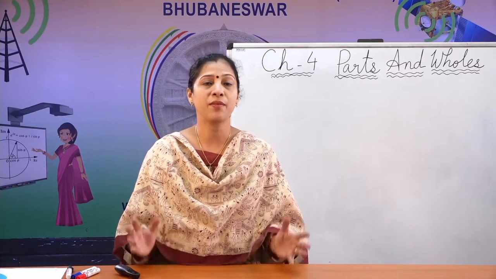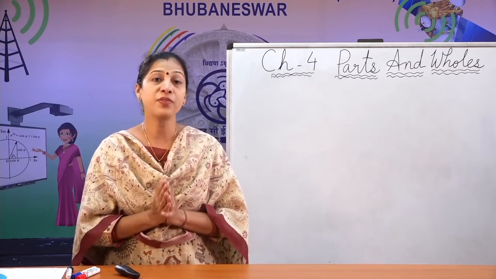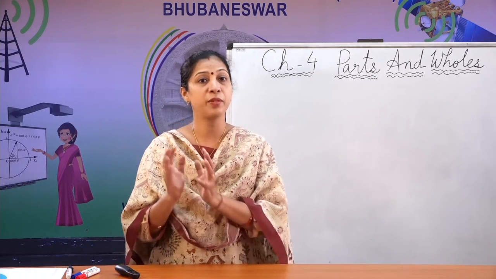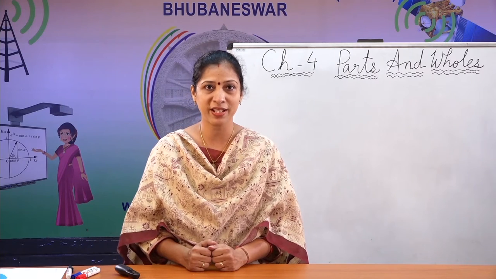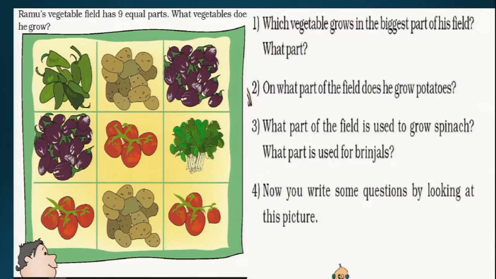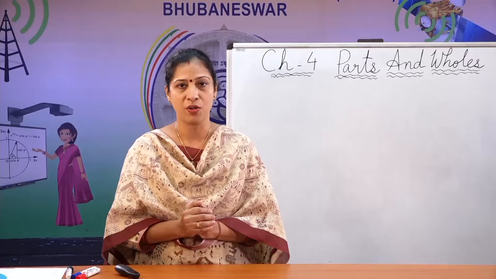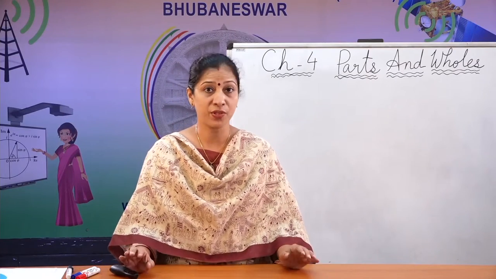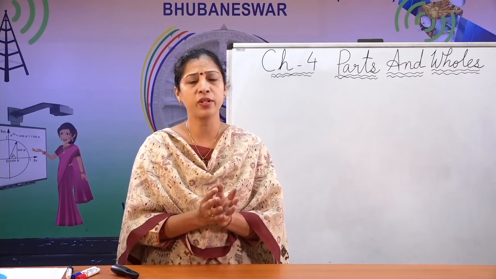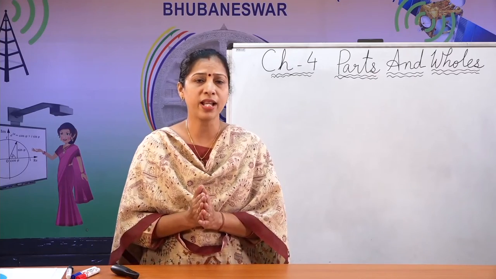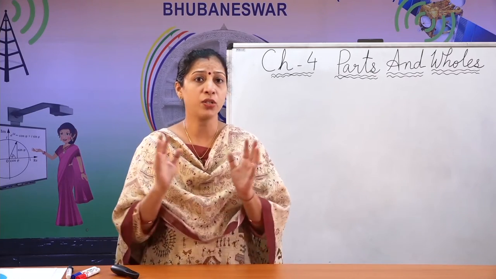So when we have to compare the parts, we have to first find out what the different parts are in this. Now tell me children, what are the different vegetables grown over here? Yes, the different vegetables are chili, potato, brinjal, tomato and spinach. These are the things which he is growing right now. So for that we have to find out which vegetables are being grown in which part. So to do that, let's count how many total parts there are.